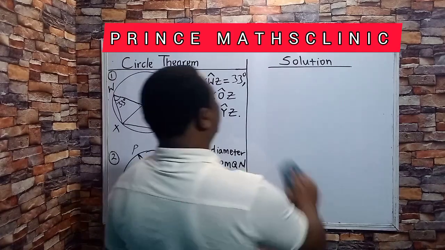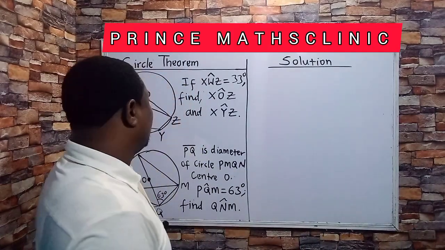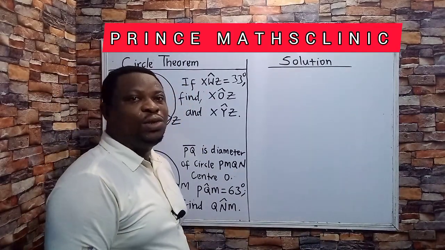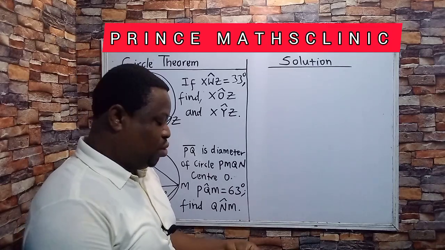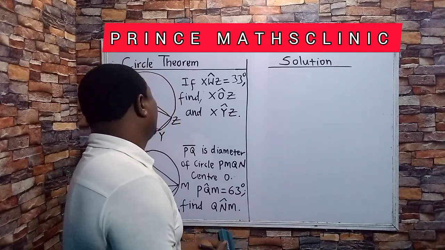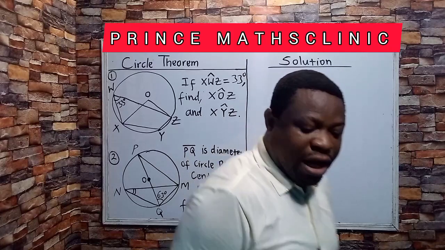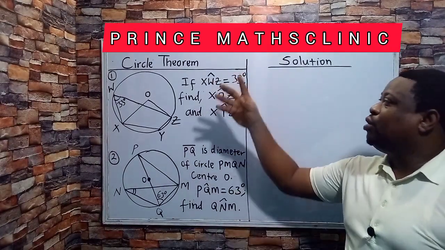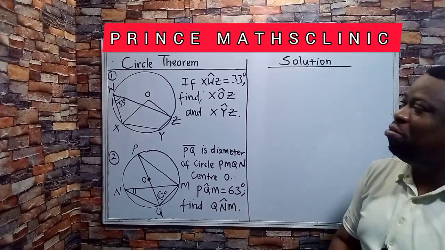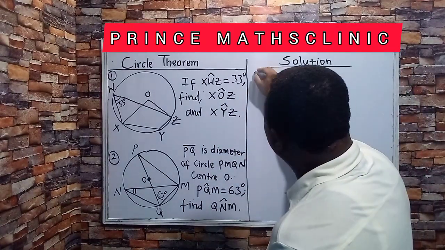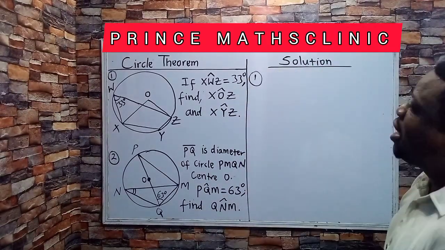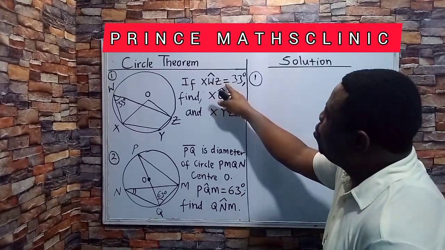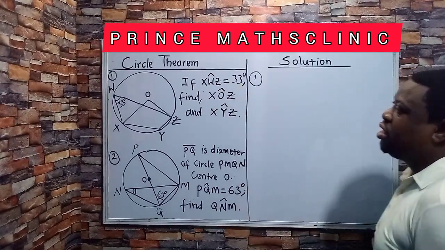Is that fine? Those are the theorems that I want to expose us to. Therefore, let us now use the knowledge of what I have just explained to solve the set of questions we have on the board. Now, for the first question, we are given that XWZ is 33 degrees.